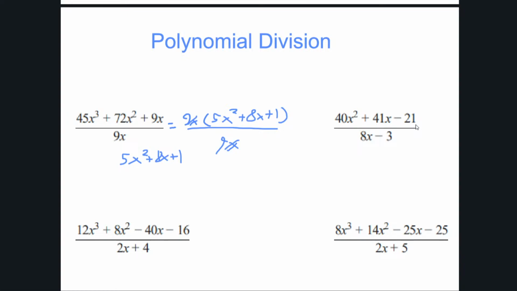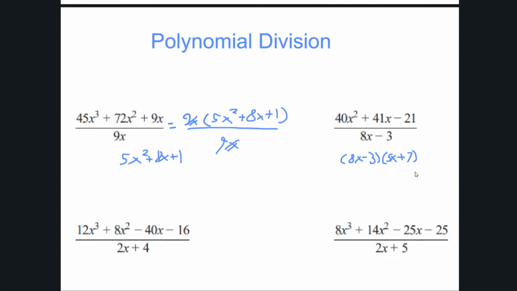40x squared plus 41x minus 21. This one is a little bit more complicated. I have a feeling we can pull out an 8x minus 3 from the top, so let's look at if that's possible. 8x minus 3, is there something else we can multiply this by? I would imagine it to be 5x, that's the only way to get 40. And then we'd have to get this over here. This had to be negative 7, or positive 7.